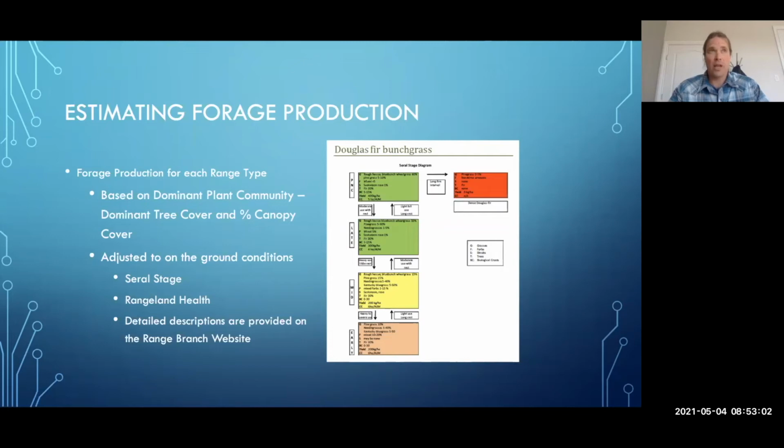Also, there can be adjustments made based on the seral stage of the plant community, Rangeland Health. But there are quite detailed descriptions available for many of the range categories on the Range Branch website. So if you're interested in doing more detailed forage production on range, that's generally one of the first places that you would start.